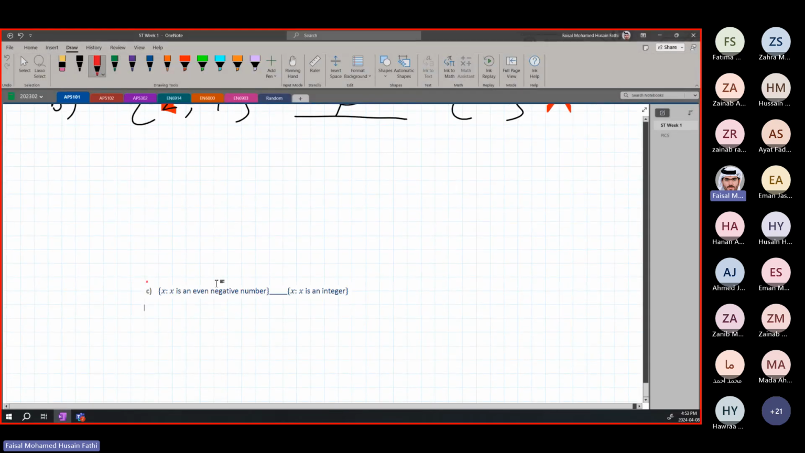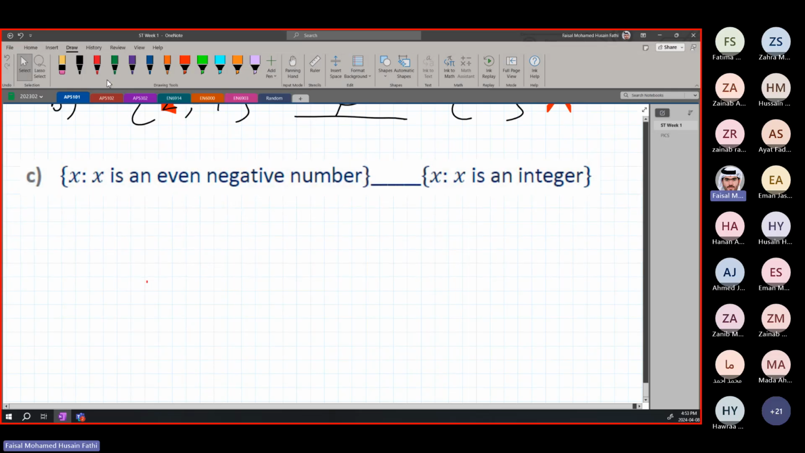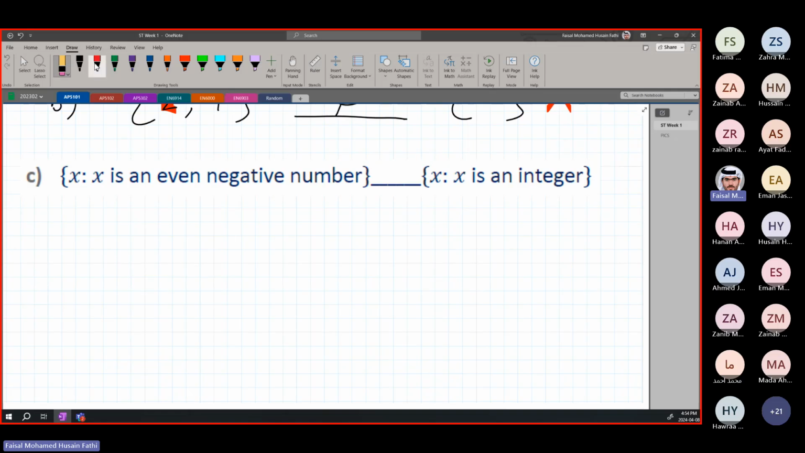Let me just write it down here again. So X is an even negative number. Let's write that in. This is given in the set builder form. Let's write it in the roster or the rule form so that we can understand it better. X is an even negative number, so it can be -2, -4, -6, -8, all of these. These are all considered negative numbers, and it goes down to negative infinity, all of those numbers.